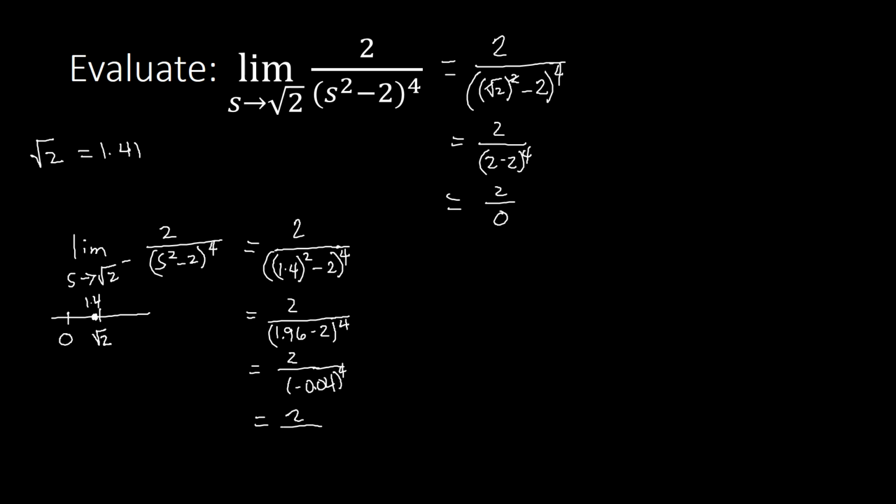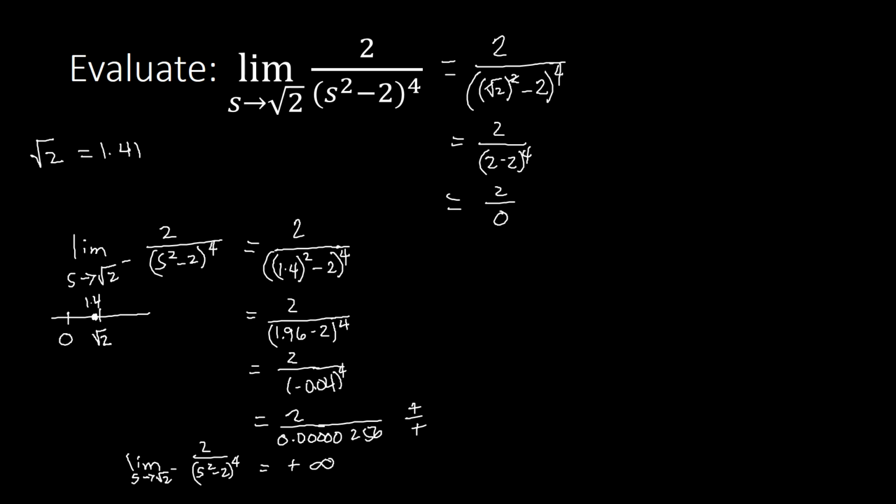So let me write that one. So we've got 2 over 0.000000256, making sure that that is 2, 4, 5 zeros. So if you try to look at this, this is positive, this is positive. So this would lead to a positive infinity result once you say limit of 2 over s squared minus 2 raised to the power of 4 as your s approaches square root of 2 coming from the left side.